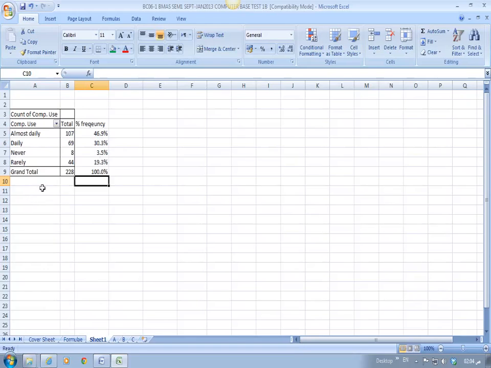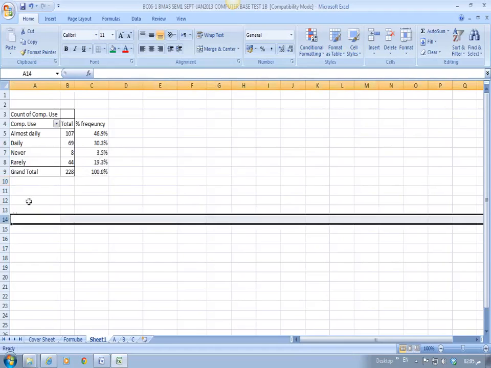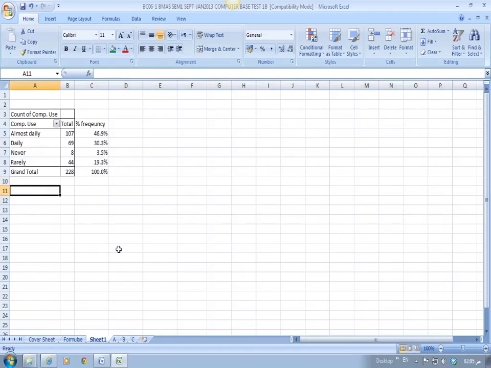There are some students who say most are using it like this, and then fewer people are using it. 3.5% never use the computer, and so on like that. So the comment is real. You have to write your comment.